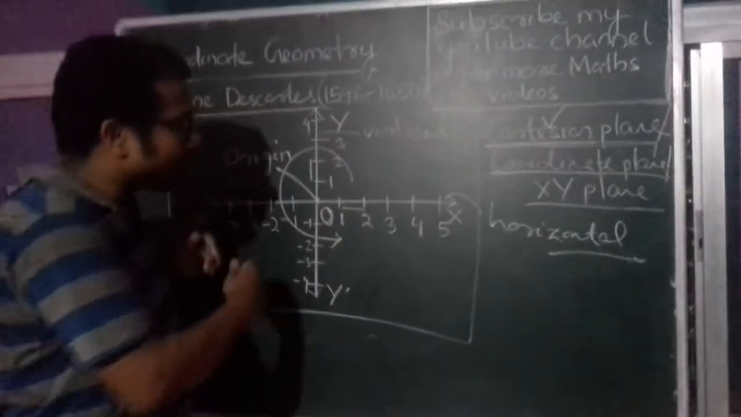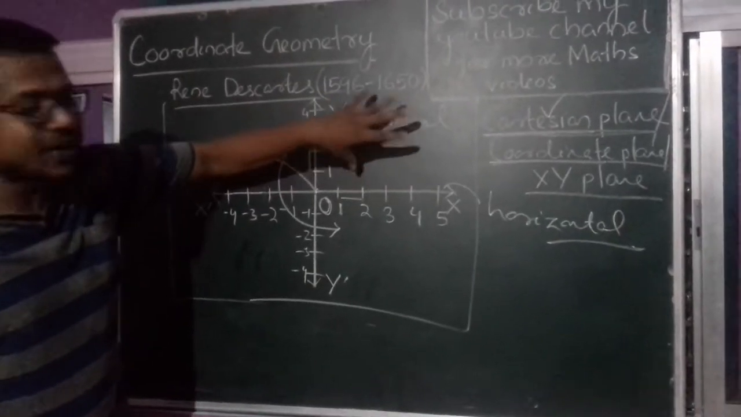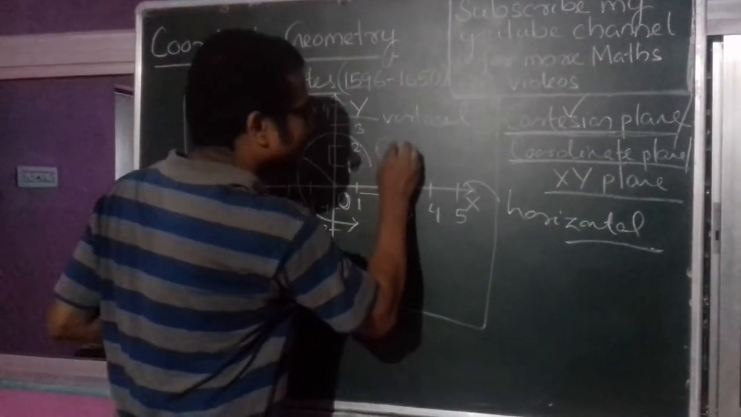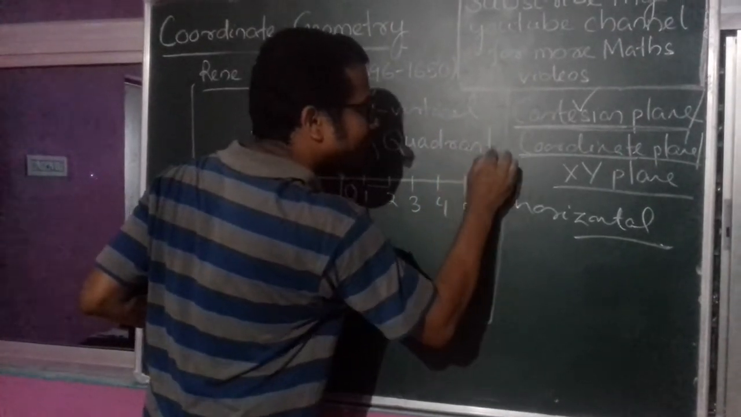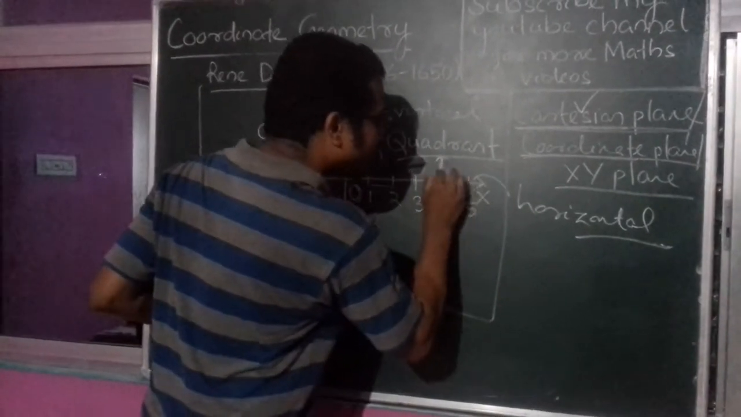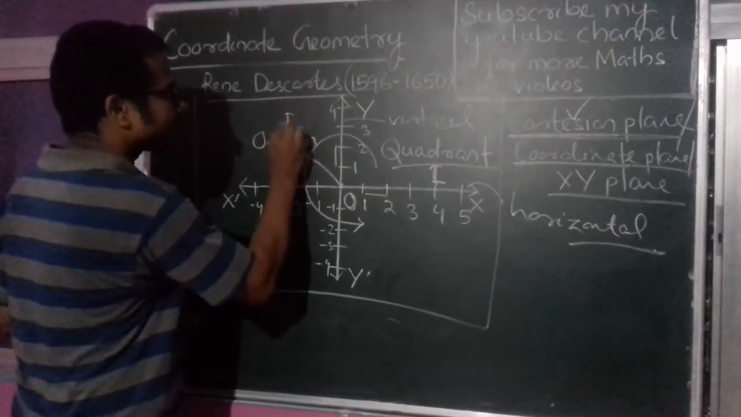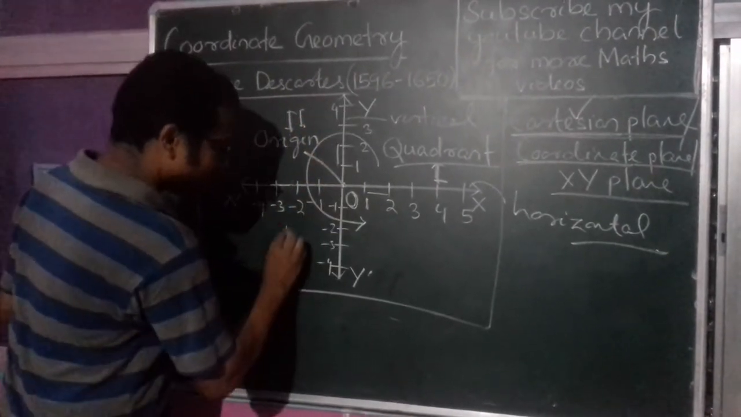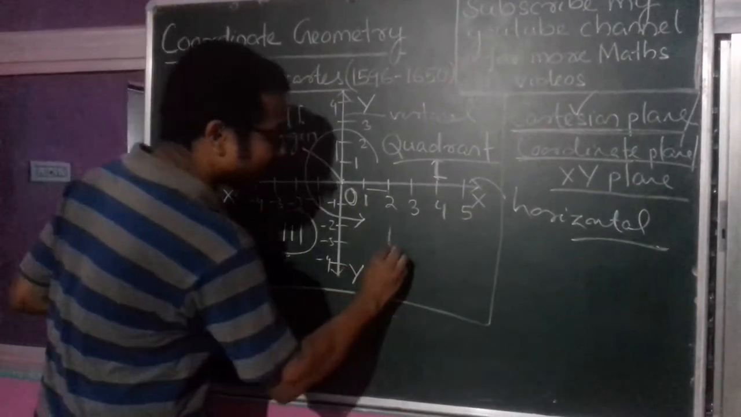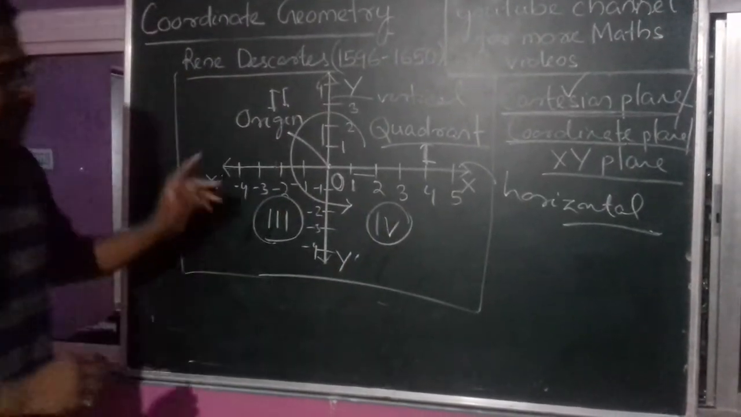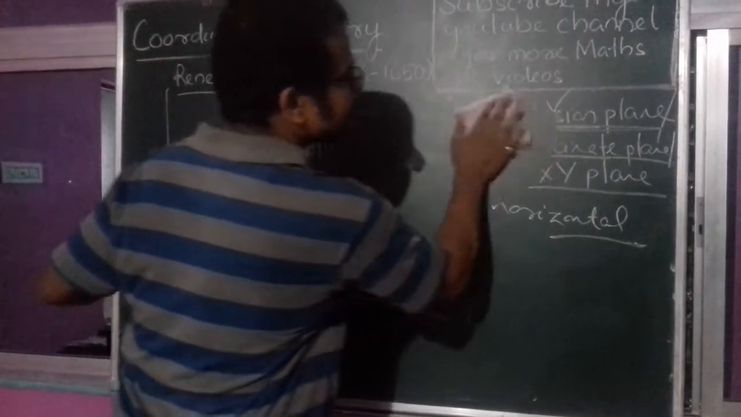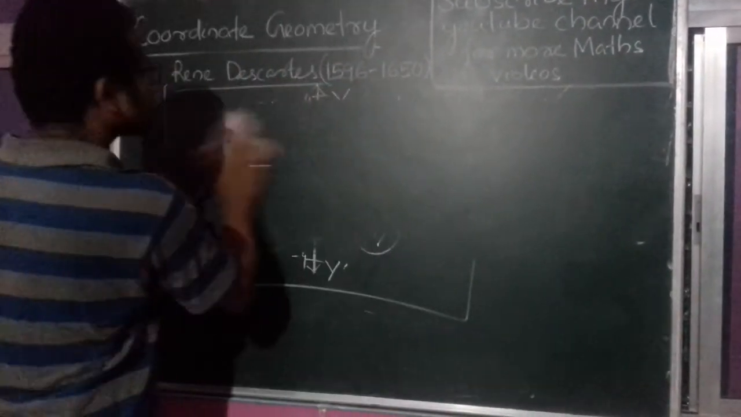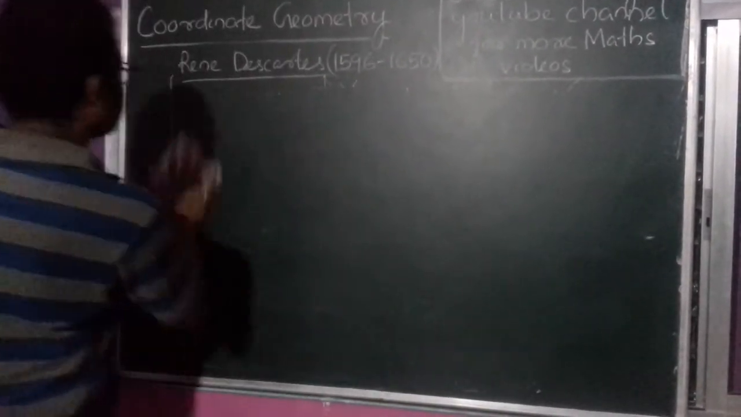It is divided into 4 parts, and each part is known as one quadrant. What is this? Quadrant, Q-U-A-D-R-A-N-T. So this is quadrant 1, here is quadrant 2, this part is quadrant 3, and this part is quadrant 4. Now I will show you how the coordinates appear in different quadrants.